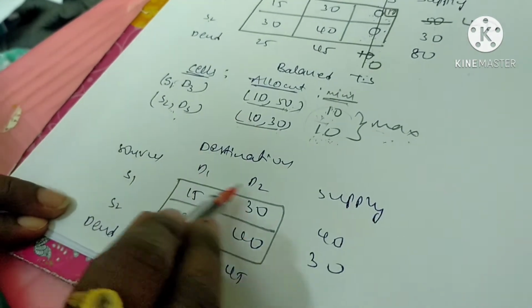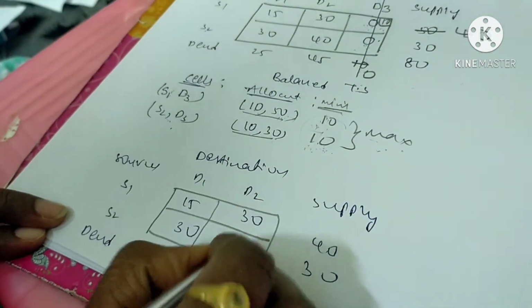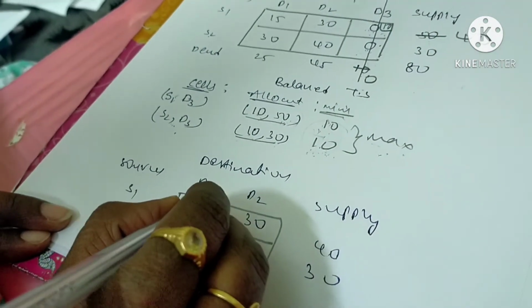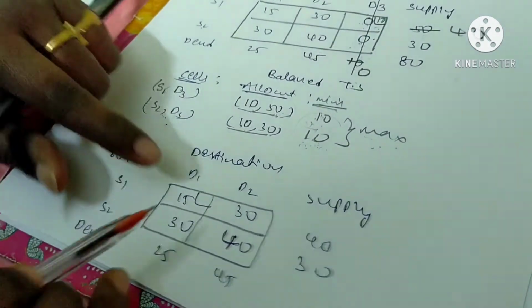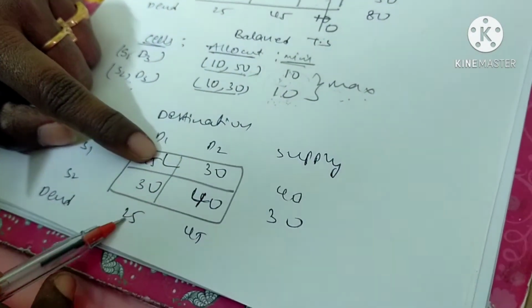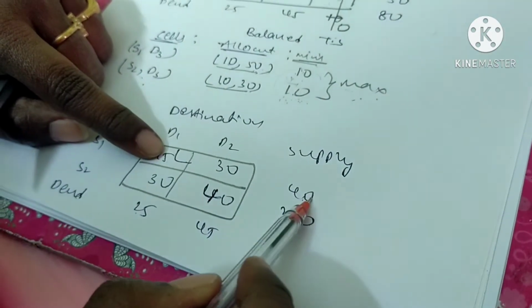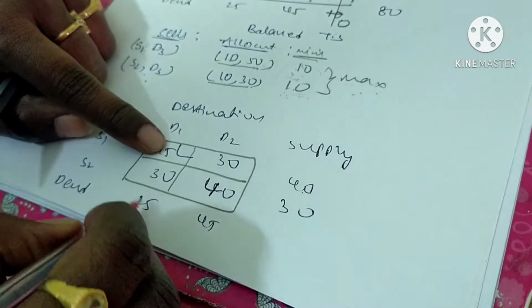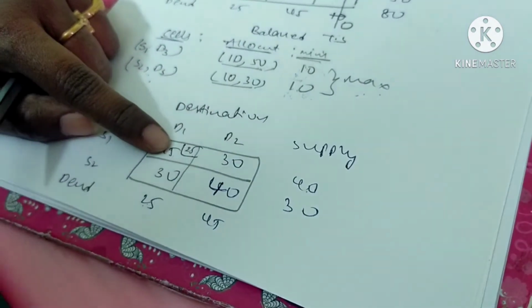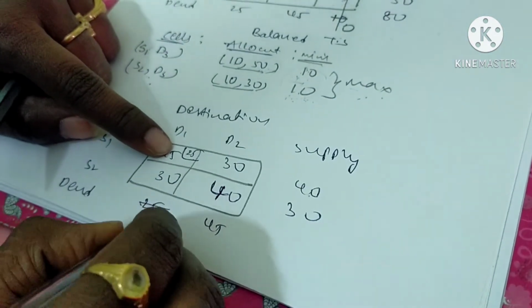Okay, from here select the least number. Okay, here which is the least number? 15. Here you have to allocate the number. Here it is the least number from the demand and supply. From the corresponding demand, from the corresponding supply, select the least number 25. Allocate that number here. Deduct that number from both sides.